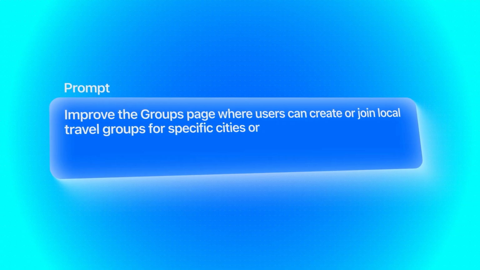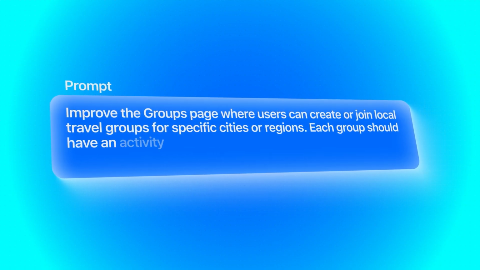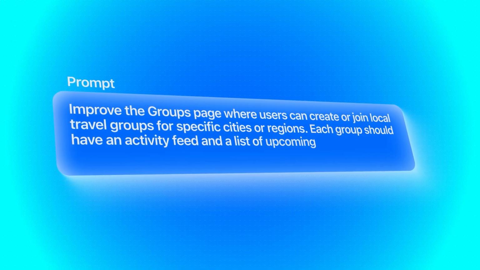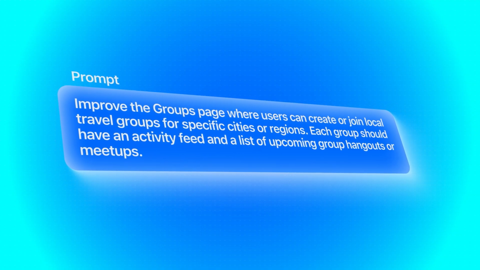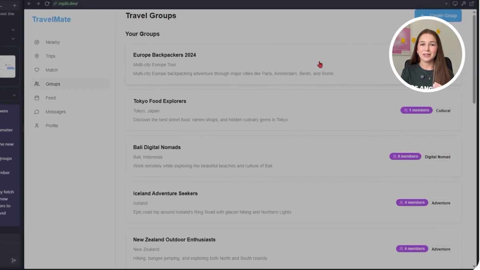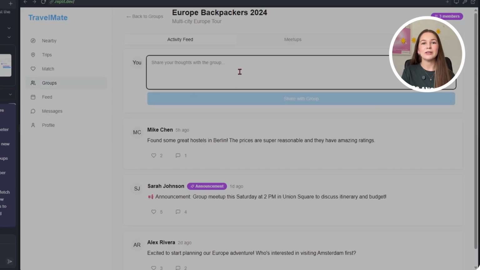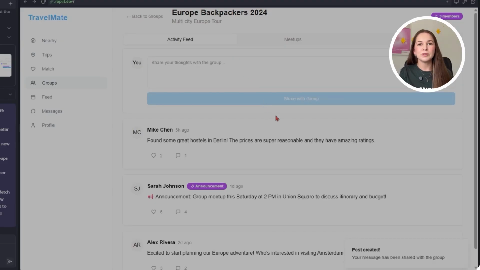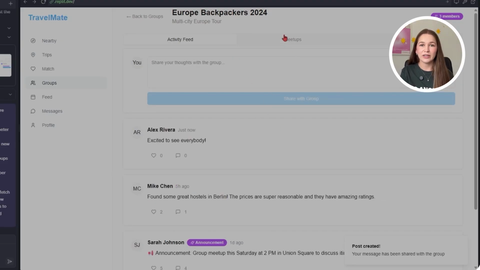Improve the groups page where users can create or join local travel groups for specific cities and regions. Each group should have an activity feed and a list of upcoming group hangouts and meetups. Replit gets to work building the group creation flow, allowing users to start new groups by entering a city, name, and a short description. It also automatically surfaces groups based on the user's current location, so relevant communities are always front and center.